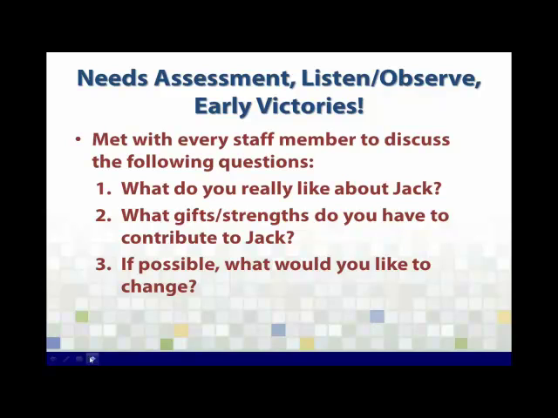And we asked them 3 questions, very similar to the questions Julie asked some of her staff. We asked, what did you really like about our school? What gifts and strengths do you have to contribute to our school? And if possible, what are some things that you'd like to change? We gave them some time for reflection, and then we met with all of them individually.